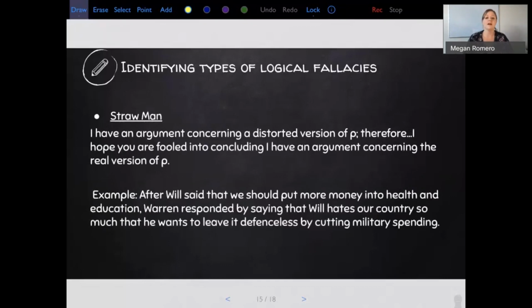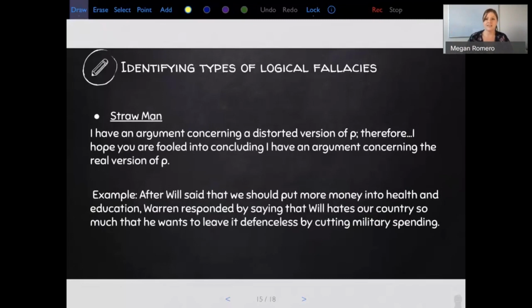Next, strawman. I have an argument concerning a distorted version of P, therefore I hope you are fooled into concluding I have an argument concerning the real version. So for instance, after Will said that we should put more money into health and education, Warren responded by saying that Will hates our country so much that he wants to leave it defenseless by cutting military spending. Just a second. Will didn't say anything about cutting military spending. He talked about putting more money into education. So Warren puts up this false argument or this false point about cutting military spending to tear it down.